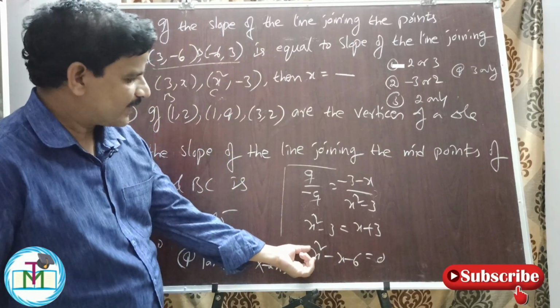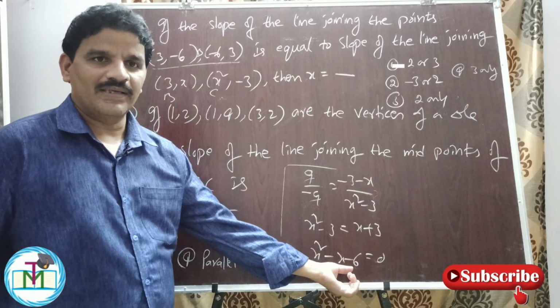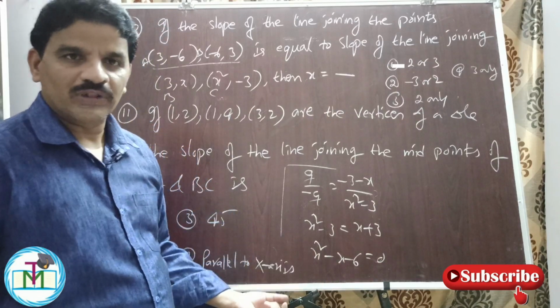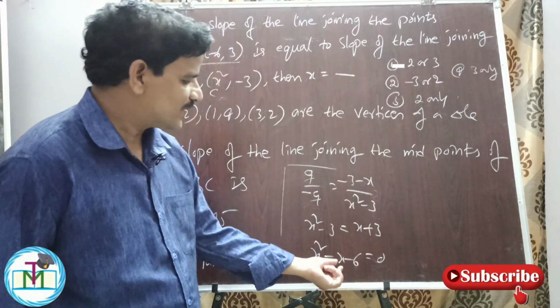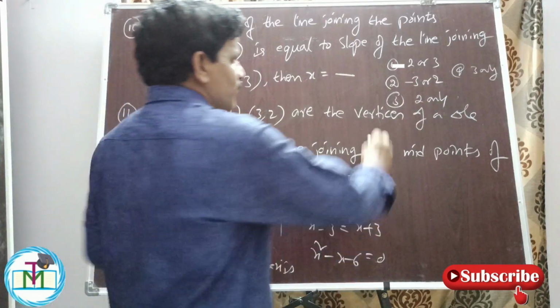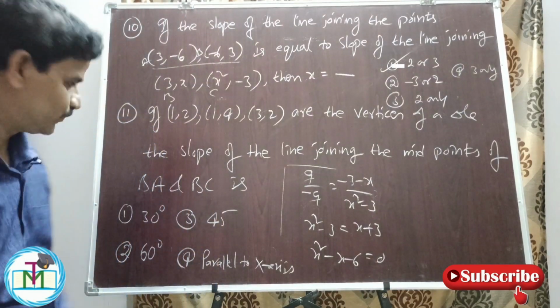What are the factors of x square minus x minus 6? Here 2 into 3 is 6, and minus 3 plus 2 is minus 1, that is minus x. Therefore option 1 is the right answer.